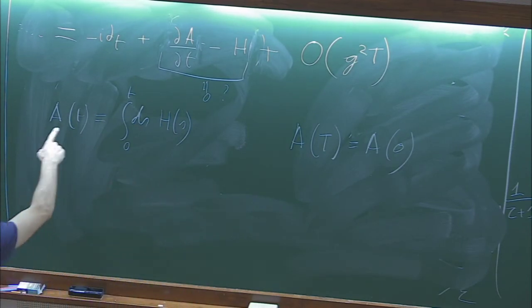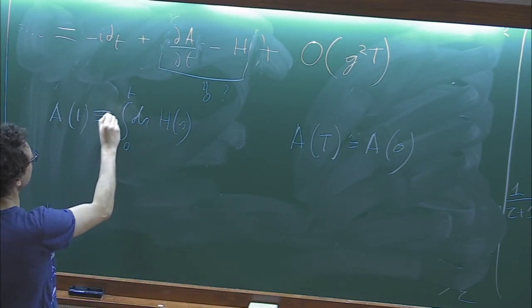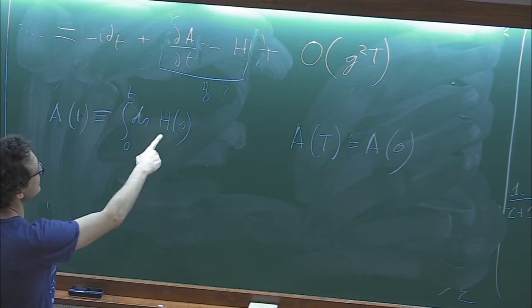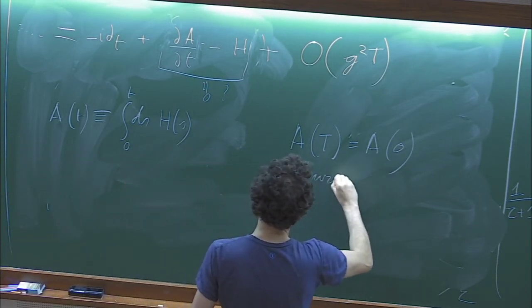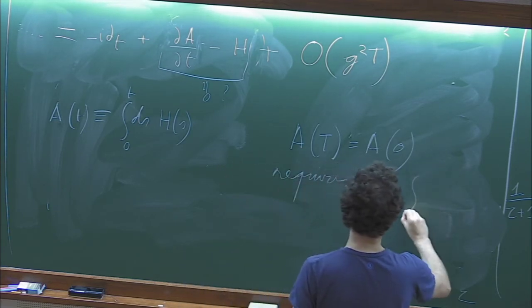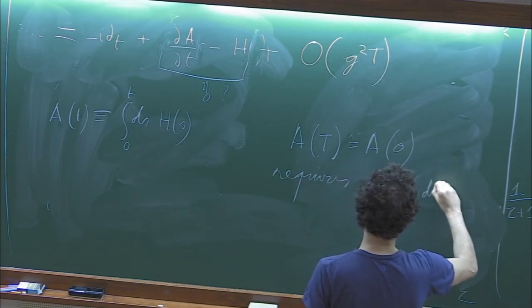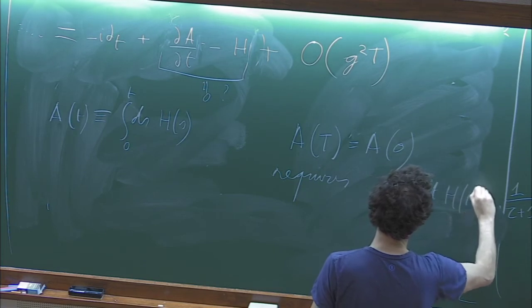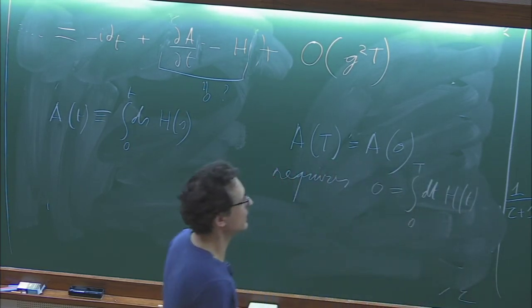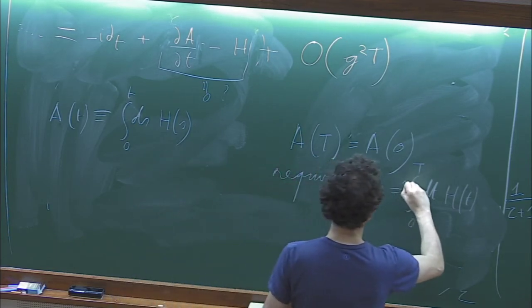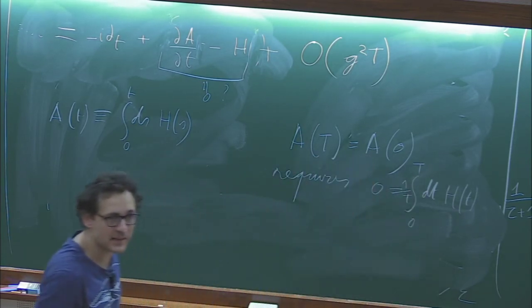And if you define A by this condition, then that means that the time average, so this requires that the time average of d_t H(t) is zero, right? Which of course is not always the case, right?